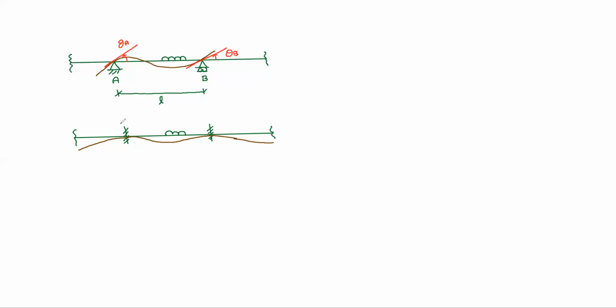Fixed moments. Suppose let us assume this fixed moment is MFAB. This fixed moment is MFBA. Okay. First we are fixing the supports. Okay, fixing at supports. Because of given loading, fixing means make slope 0. Okay. To make slope 0, we need to apply some moments. Those are fixed moments. Okay. Next. This is A, this is B.